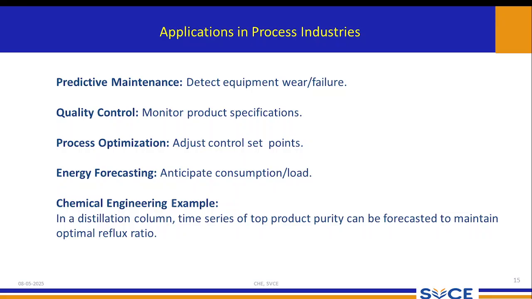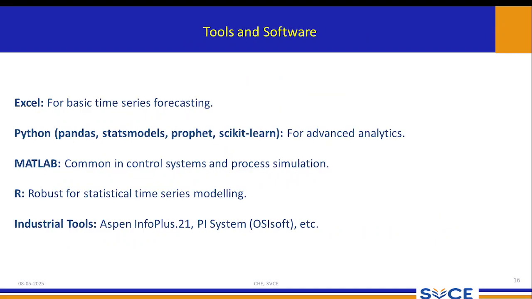Predictive maintenance: detect equipment wear or failure. Quality control: monitor the product specifications. Process optimization: adjust control set points. Energy forecasting: anticipate consumption load. Chemical engineering example: in a distillation column, the time series of top product purity can be forecasted to maintain the optimum reflux ratio.